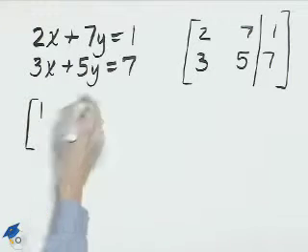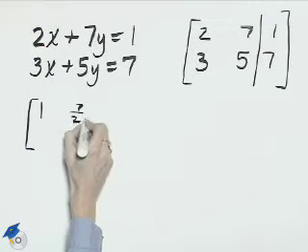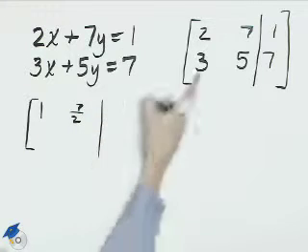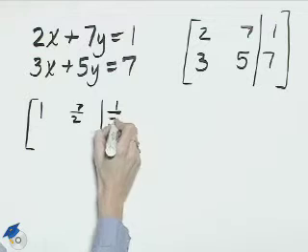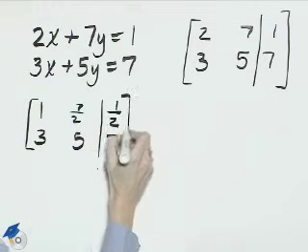That will give us 1 here. 7 times 1/2 is 7/2. And on the other side, we'll have 1 times 1/2, which is 1/2. And this will just stay as 3, 5, and 7.